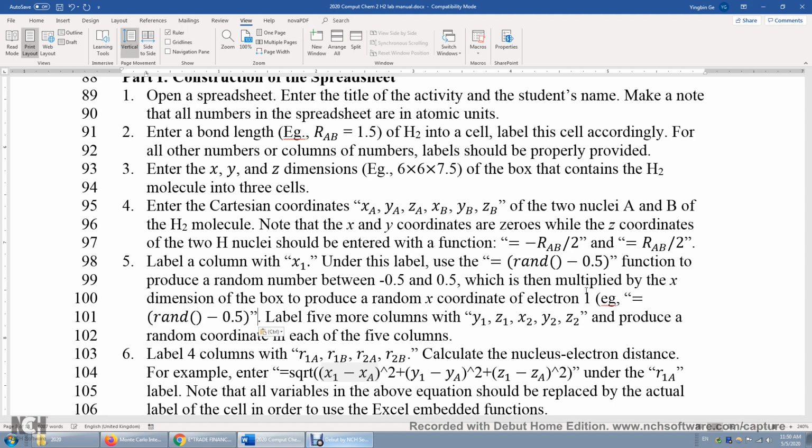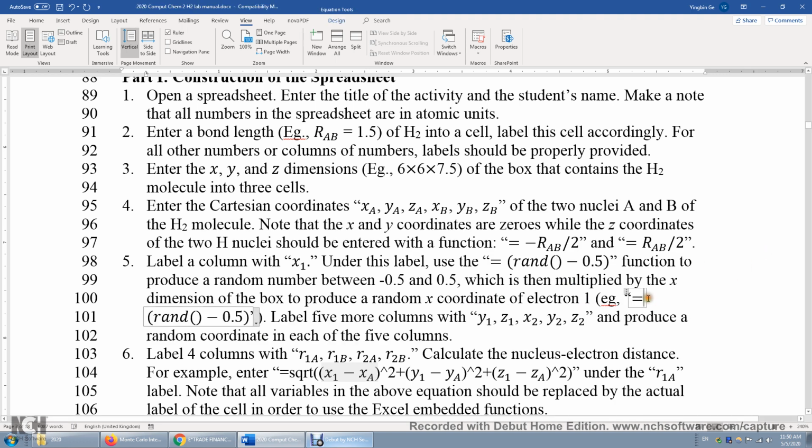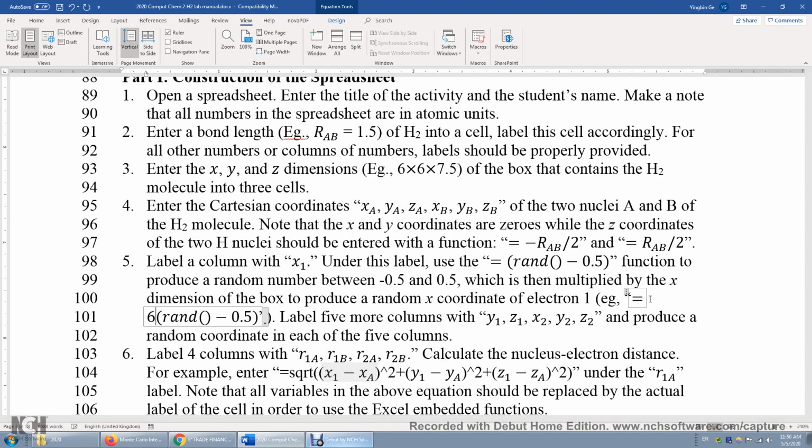For example, x equals 6 times this random function minus 0.5. That's for x. For y, it's the same equation. And for z, this 6 should be changed to 7.5.